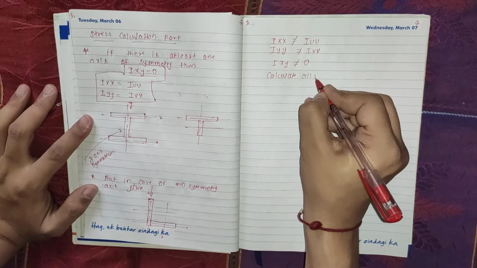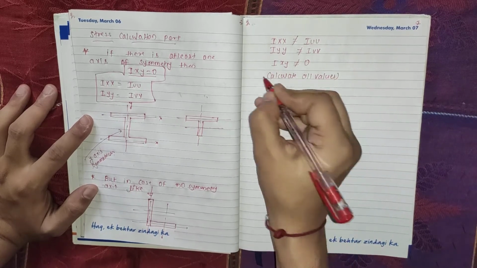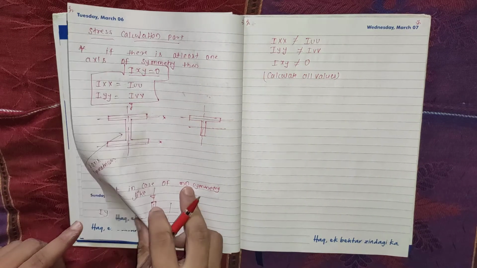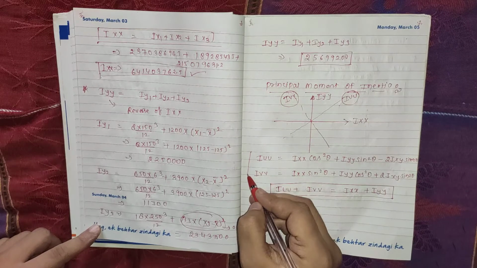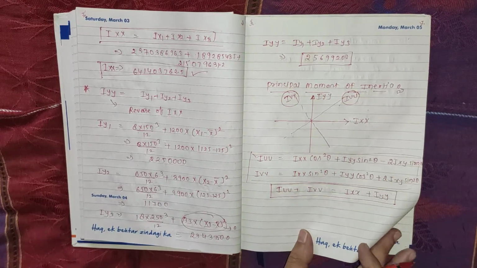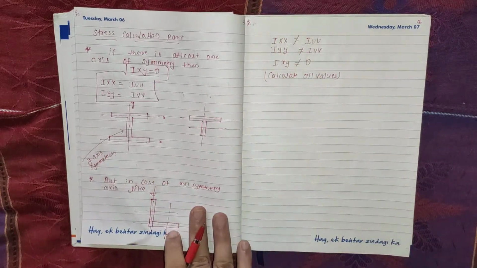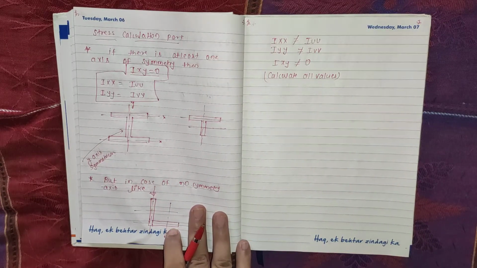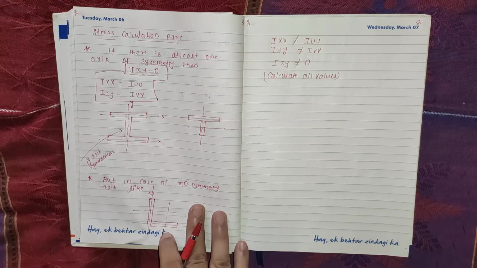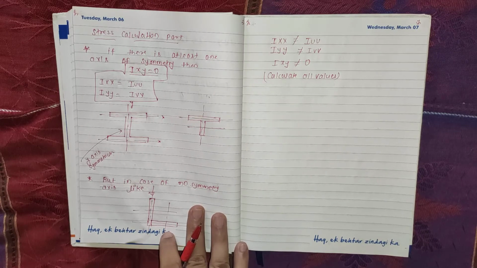So calculate all values. The formula for the principal moment of inertia I have already explained; you need to calculate by this formula. Is it clear? It is easy. Let's try an example of the principal moment of inertia, so I think it will be very clear to you.